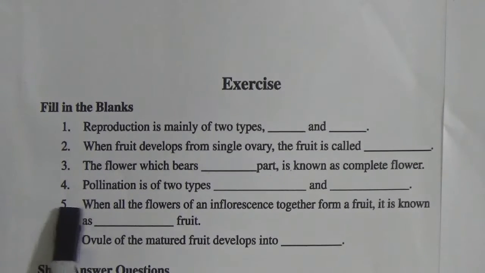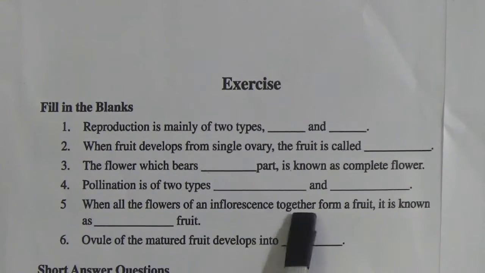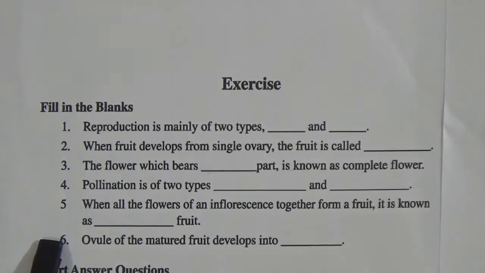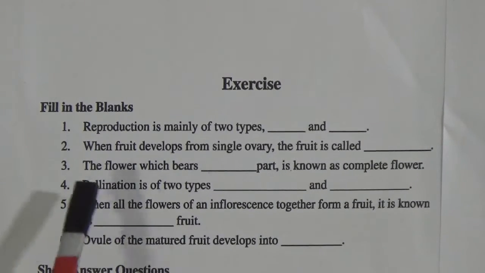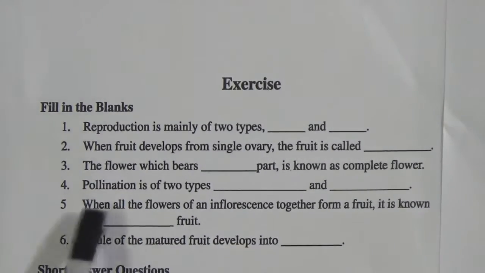And question number 5, when all the flowers of an inflorescence together form a fruit, it is known as a multiple fruit. Again I am saying, when all the flowers of an inflorescence together make a fruit, it is known as a multiple fruit.